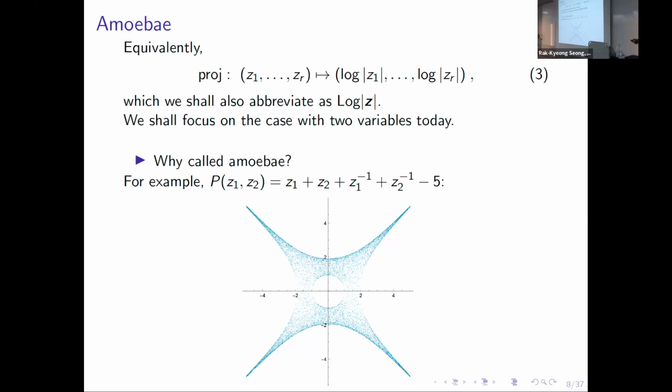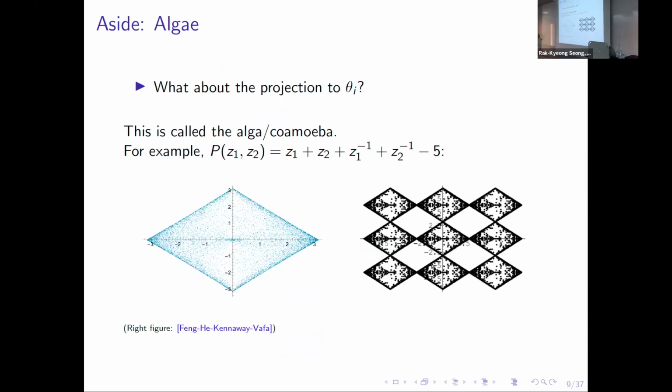So here, this is the Laurent polynomial. And if we just plot the log |z|, the point set would form a shape like this, and then mathematicians say, okay, this looks like an amoeba, so let's just call it an amoeba. What about the other projection, namely to the thetas? This is called the co-amoeba by mathematicians and alga by physicists. So in the same example, the projection looks like this.